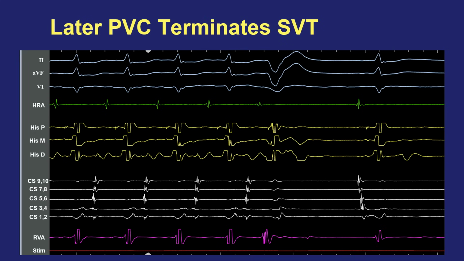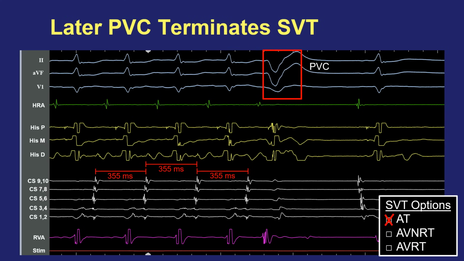So here we have tachycardia ongoing, and in this case there's a PVC. This time it happened to be spontaneous, not paced. We got a fortuitous PVC that ended up giving us an enormous amount of information. And we will look at the cycle length of the tachycardia, 355 milliseconds, and here are those atrial events.